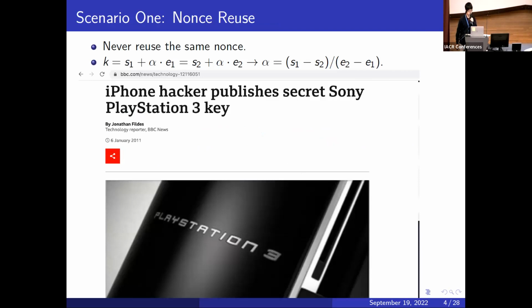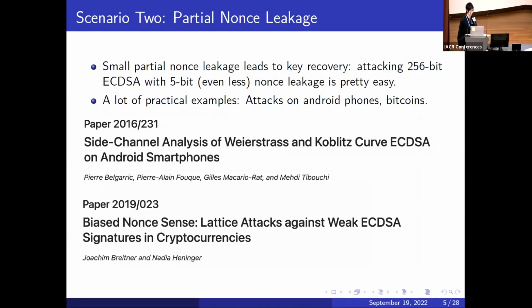For signatures, we should never reuse the same nonce, and due to the linear relation between the nonce and the secret signing key, we can easily recover the signing key. According to BBC News, 10 years ago, the iPhone hacker published the secret Sony PlayStation key, mainly because the engineer made a mistake, using the same nonce for every signature. And conversely, partial nonce leakage can lead to key recovery. For example, attacking 256-bit ECDSA with 5 bits of nonce leakage is pretty easy.